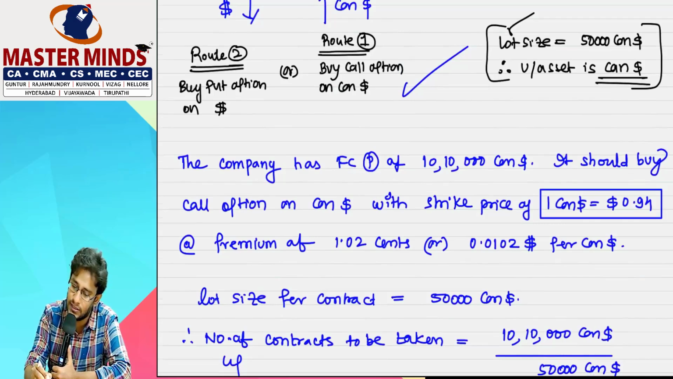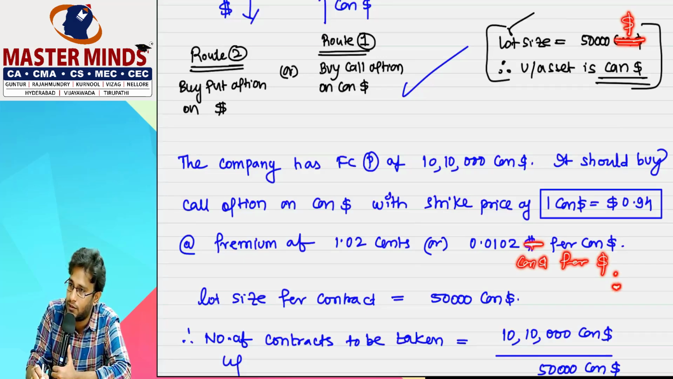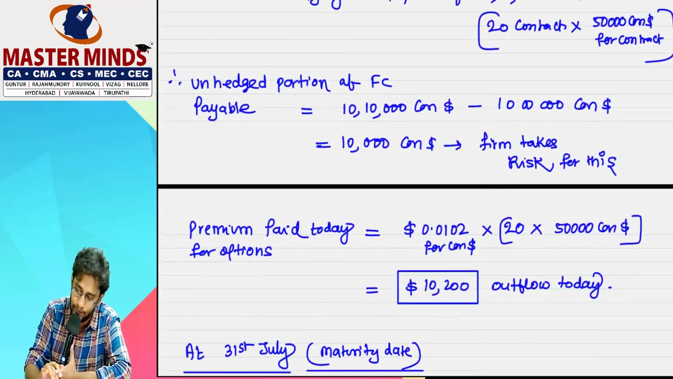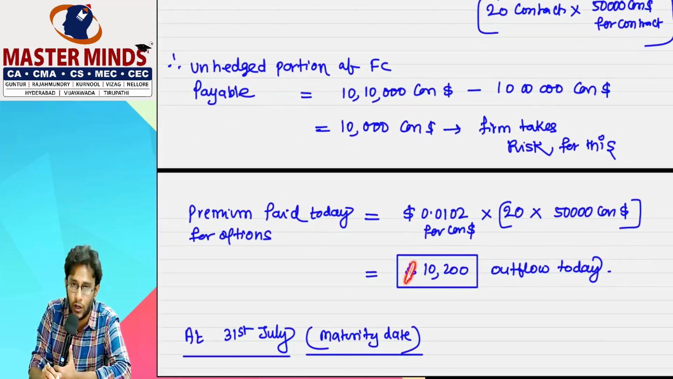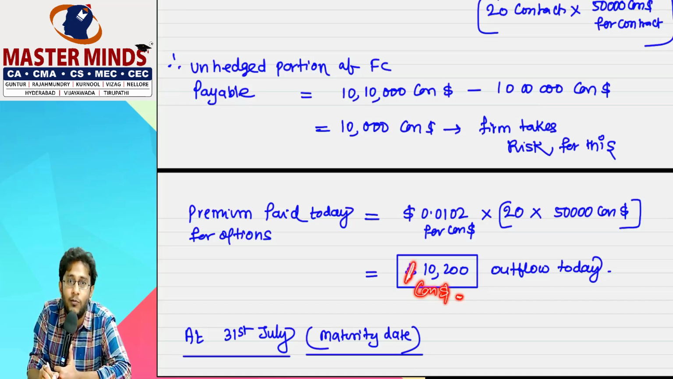Sir, now if the lot size is in US dollars, the premium will be in which currency? CAN dollar. So this will be CAN dollar per dollar. So when you work out the premium, this won't be $10,200. Let's say this will be 10,200 CAN dollars. You have to pay today. But who are you? A US company. After all this effort, you have CAN dollars payable right now. How will you pay CAN dollars? Being a US company, you have to buy at the spot rate and pay.